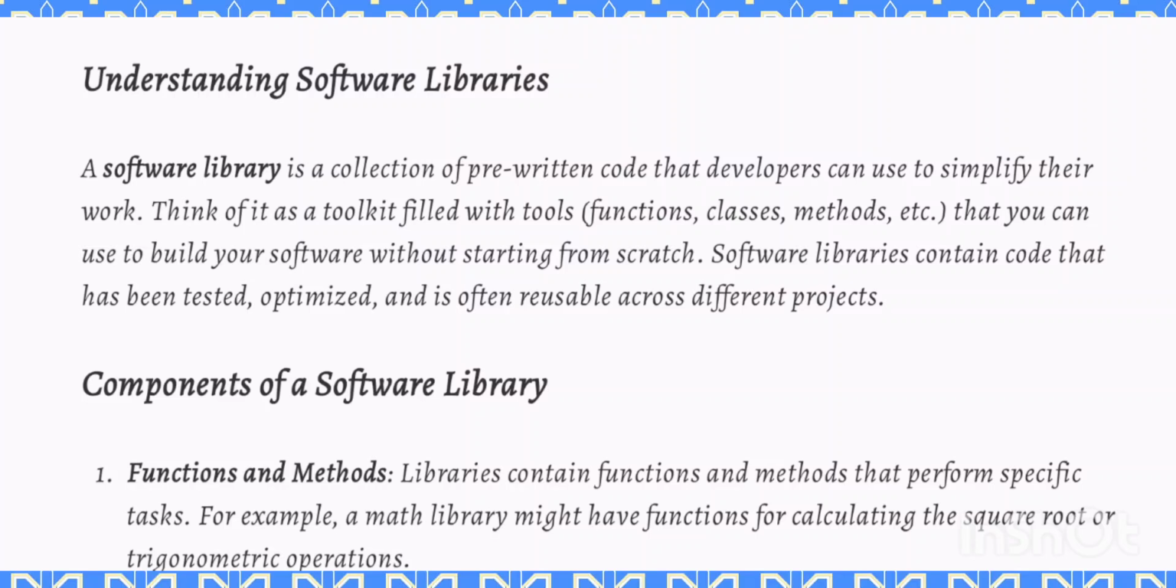Understanding software libraries. A software library is a collection of pre-written code that developers can use to simplify their work. Think of it as a toolkit filled with tools, functions, classes, methods, etc. that you can use to build your software without starting from scratch. Software libraries contain code that has been tested, optimized, and is often reusable across different projects.